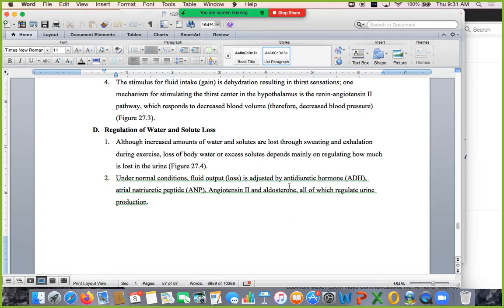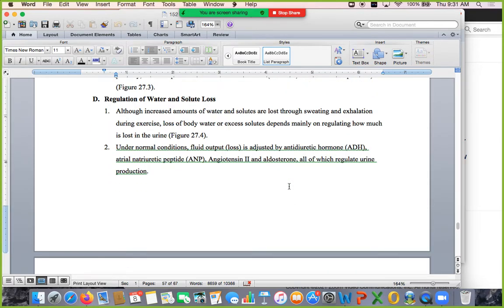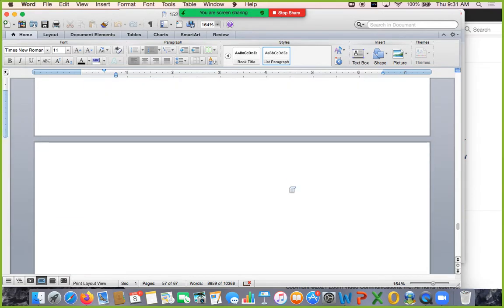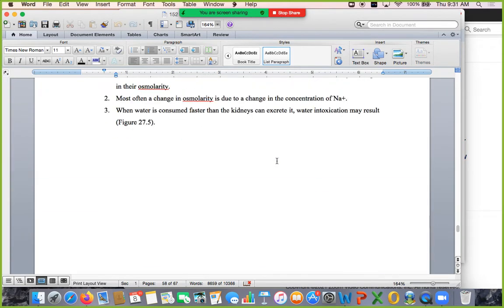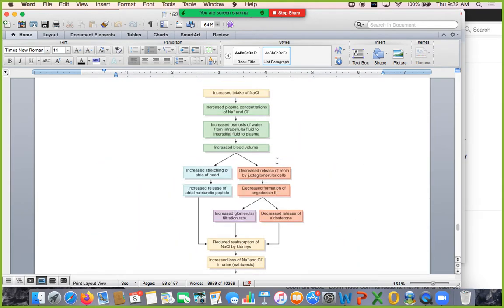All right, so under normal conditions, the fluid loss is adjusted for by ADH, ANP, angiotensin II, and aldosterone. These are all going to play a role in regulation of your water loss, which is going to result in regulation of your urination as well.